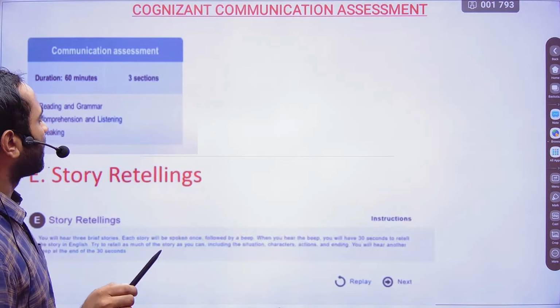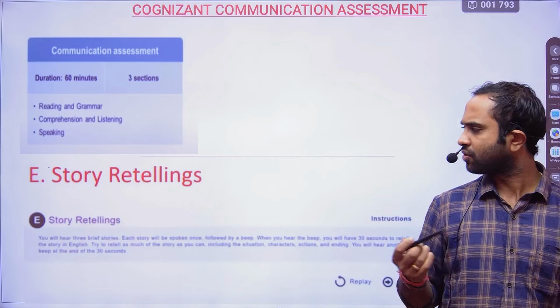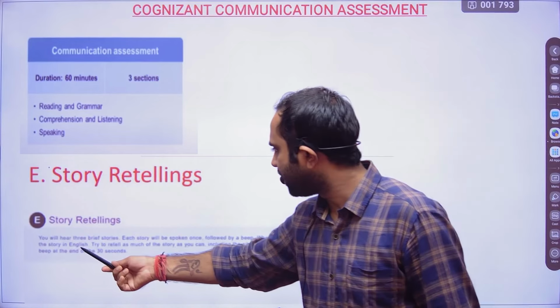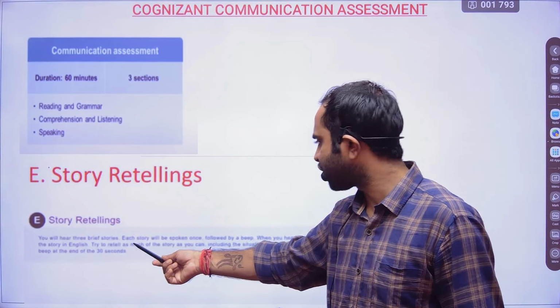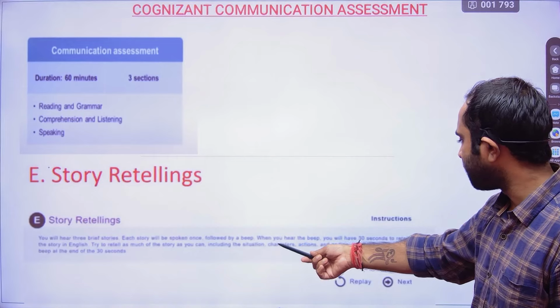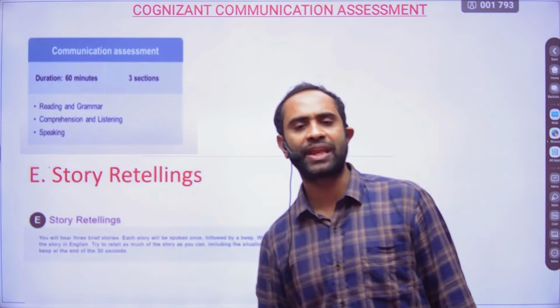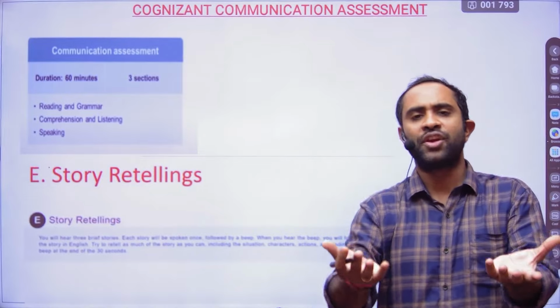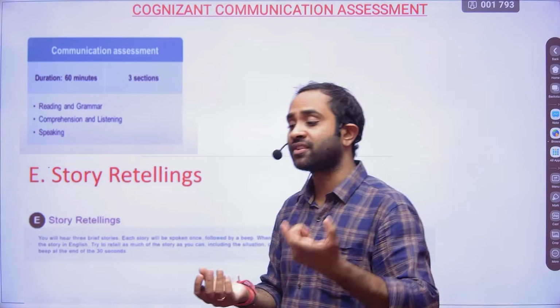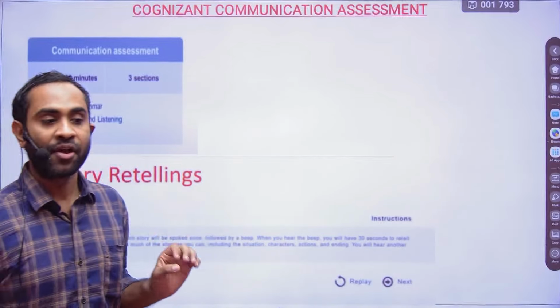Okay, next, friends, there will be something like story retelling. You will hear 3 brief stories. Each story will be spoken once, followed by a beep. When you hear the beep, you will have 30 seconds to retell the story in English. So now basically you are going to speak. Speaking is the last section in your communication round, where you are going to speak.